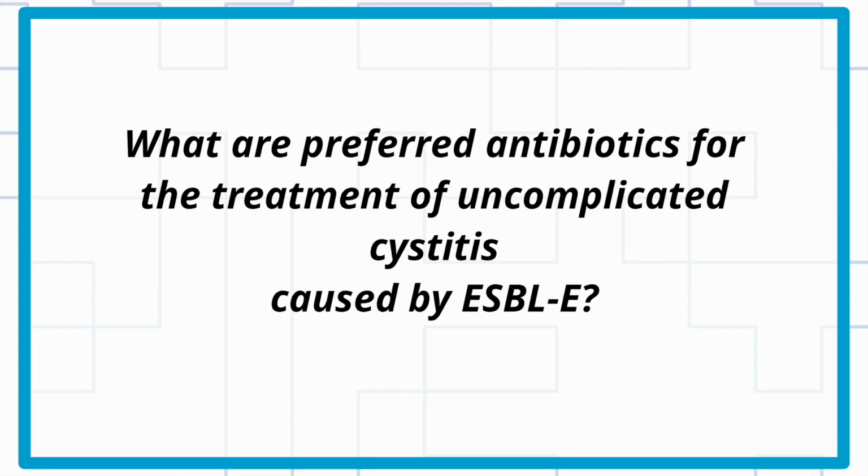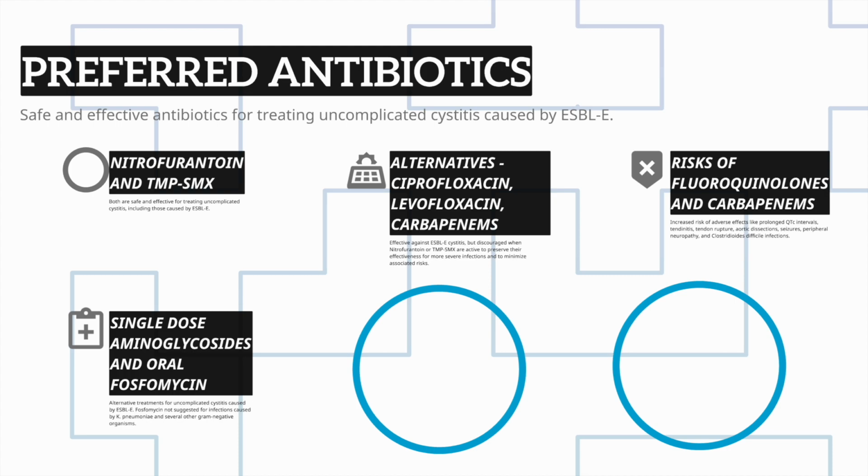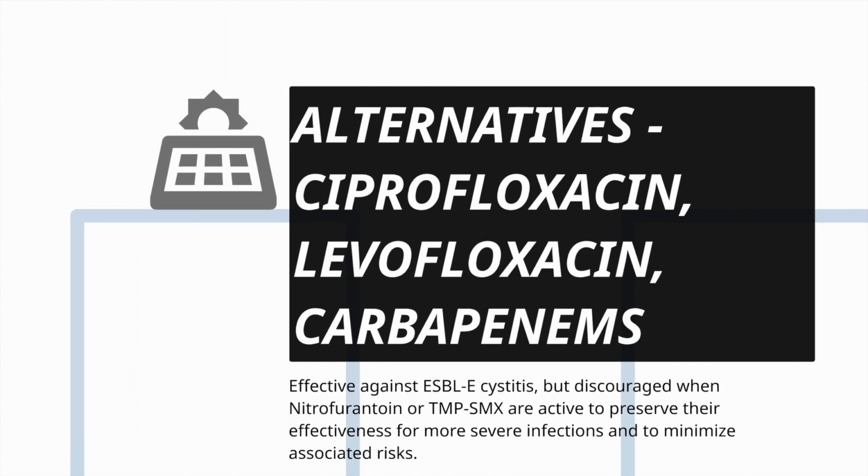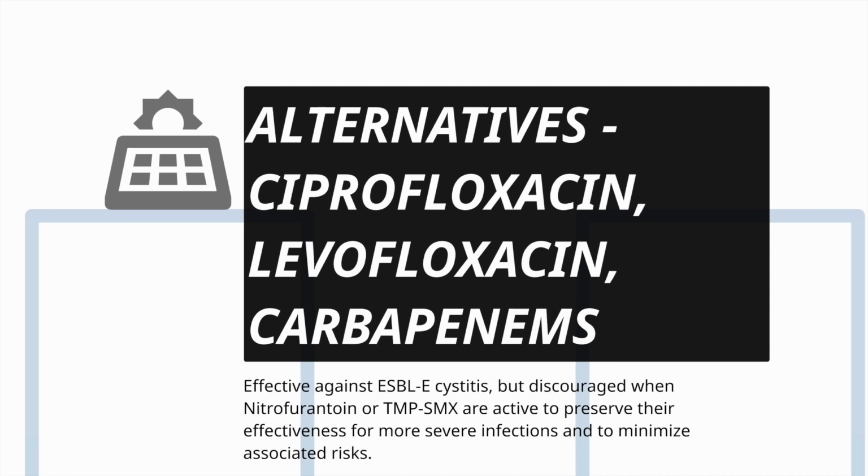So, which is the preferred antibiotic for treatment of uncomplicated cystitis caused by ESBL Enterobacteriaceae? Now, the preferred antibiotics here are nitrofurantoin and trimethoprim sulfamethoxazole. Both are safe and effective for treating uncomplicated cystitis. Now, the alternatives are ciprofloxacin, levofloxacin, and carbapenems, which have sufficient activity against these organisms but are discouraged, to preserve their effectiveness in more severe forms of infections and to minimize the associated risks.